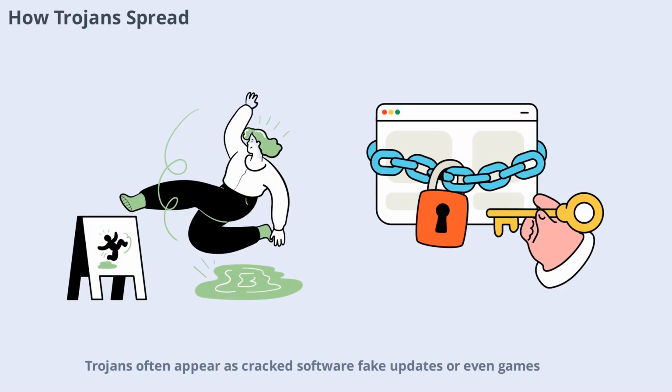Trojans often appear as cracked software, fake updates, or even games. Once you install them, they silently work in the background, stealing information or opening backdoors for more attacks.